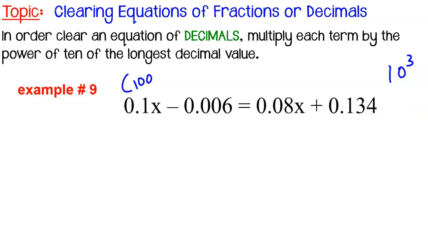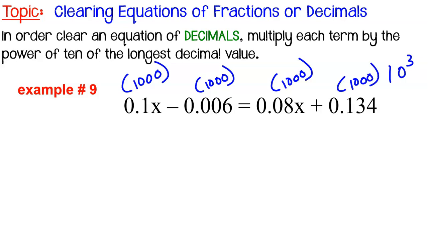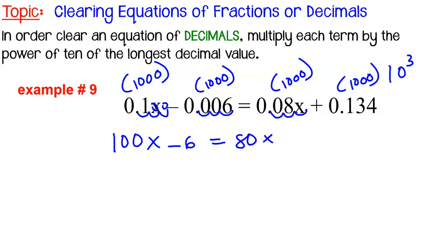And when I multiply by a power of 10, I move the decimal point. So this decimal point is going to move 3 times. 1, 2, 3, filling in those empty spots. 1, 2, 3. 1, 2, 3. And 1, 2, 3.